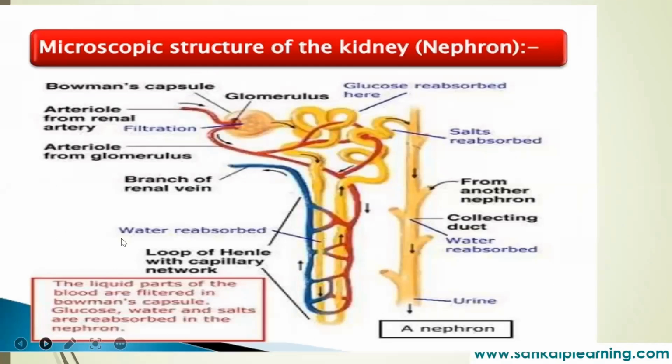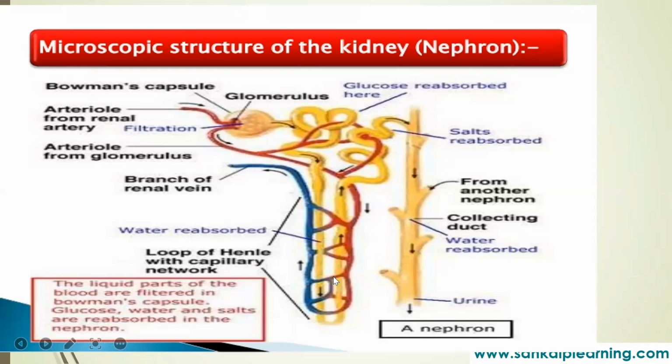So what is the proximal tubule? I will just show you. This is called the PCT, that is the proximal convoluted tubule, which joins the glomerulus to the loop of Henle. This one is U-shaped. So this is the loop of Henle.